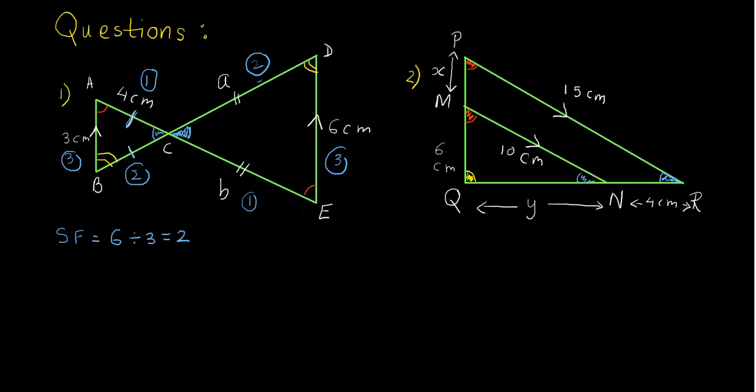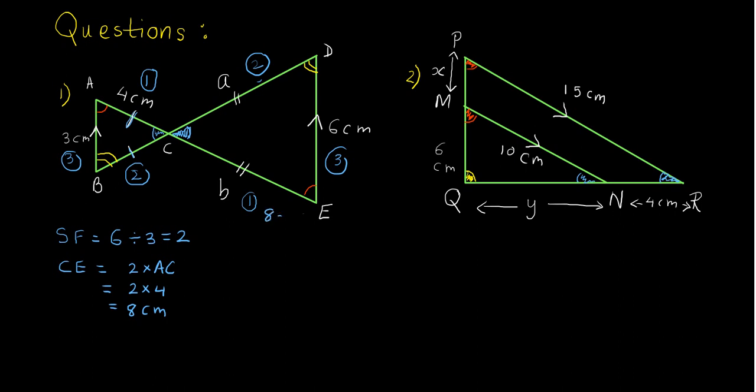Okay, so the next thing I'm going to do is find out CE. To find out CE, I would double AC because I'm finding the larger length this time. So the smaller length times 2 because our scale factor is 2. So 2 times 4 is 8. So this is 8 centimeters.